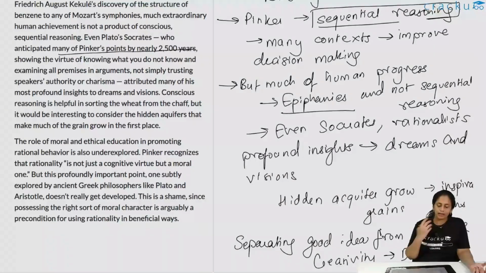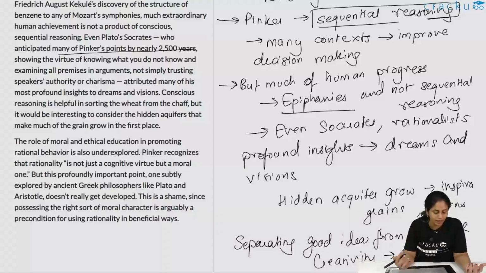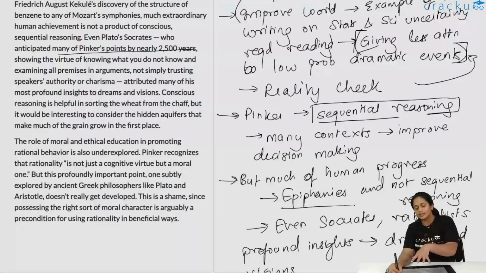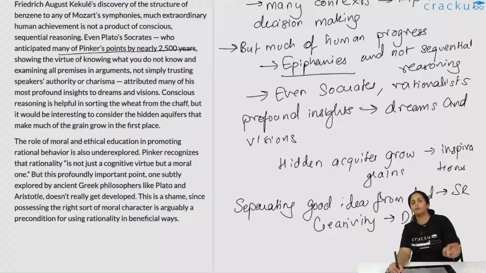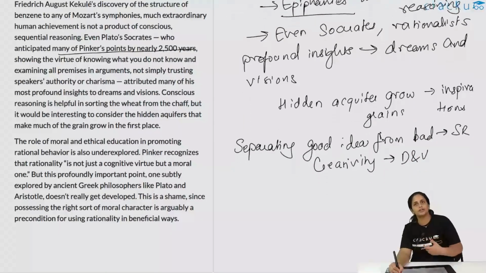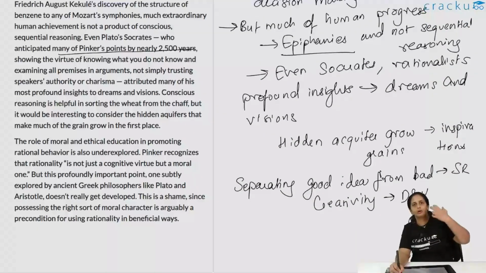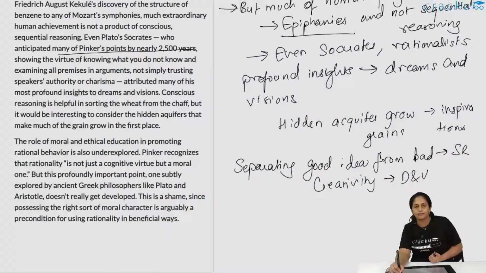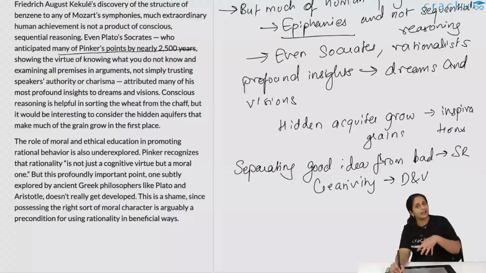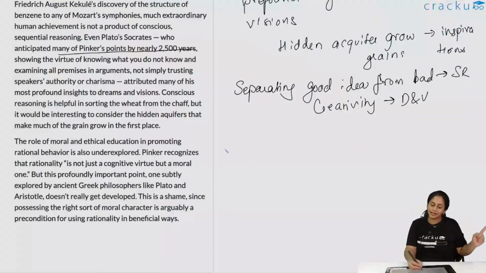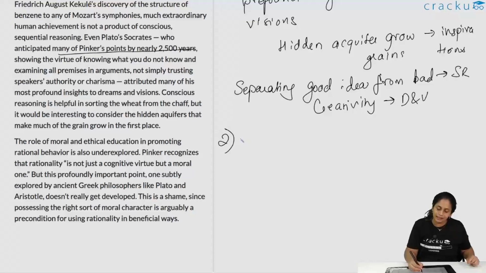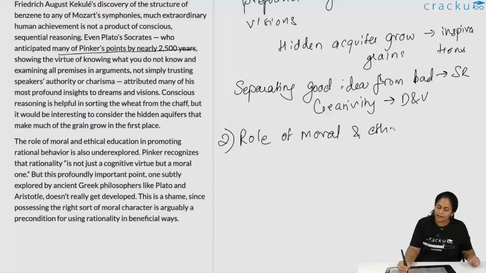The role of moral and ethical education in promoting rational behavior is also underexplored. So the author has given examples, and one big problem he has with Pinker's use of sequential reasoning is the fact that it does not acknowledge that most of our good ideas, our progress, has in fact come from inspiration and creativity and not from sequential reasoning. The second problem that he has is that the role of moral and ethical education is underexplored. Now let us see why that is the case.